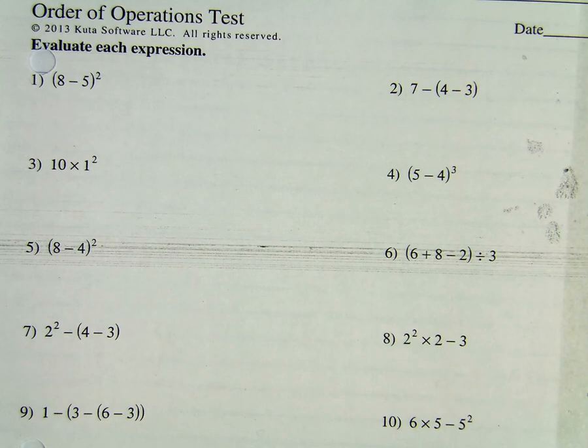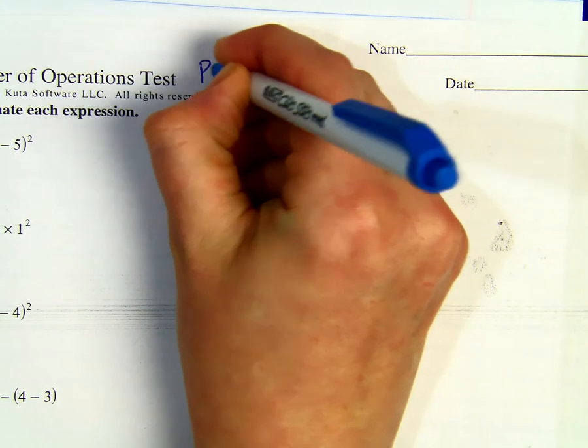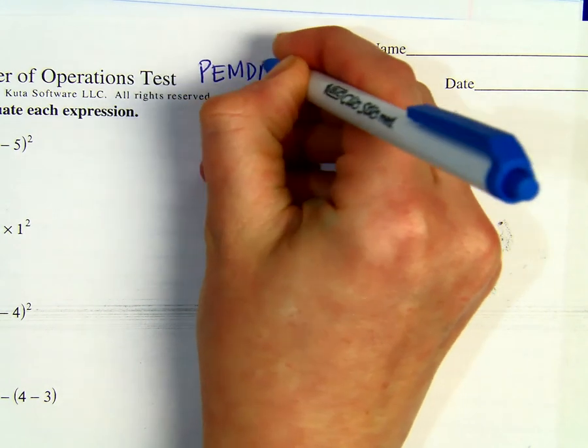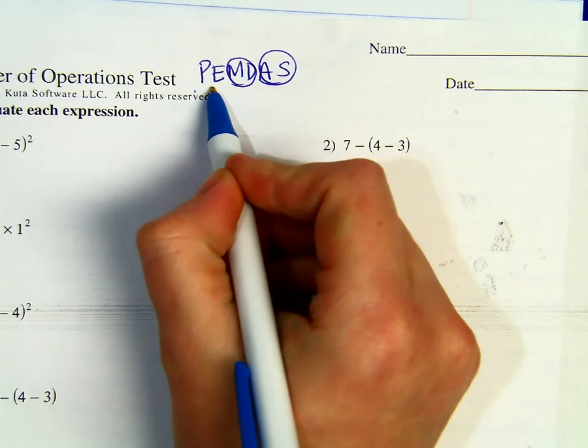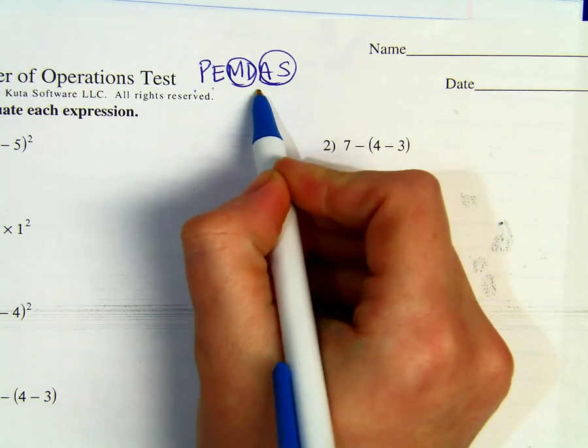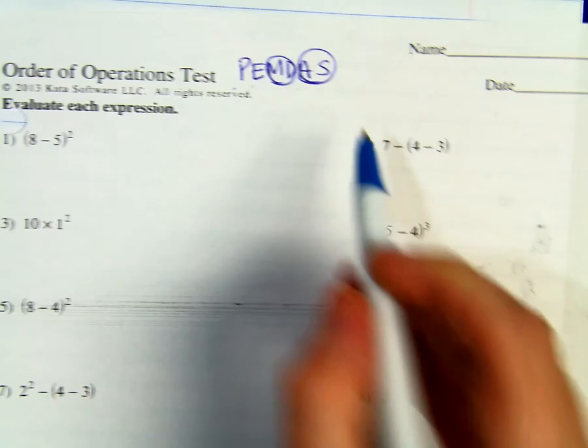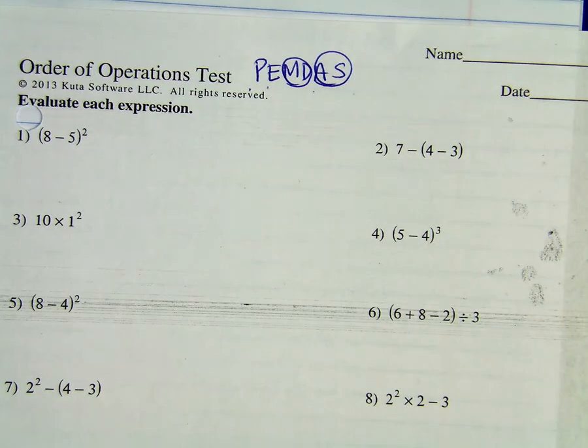Okay, so for the very first problem, remember though, order of operations, that's please excuse my dear Aunt Sally, PEMDAS: parentheses, exponents, multiplication and division, addition and subtraction. The M and the D are circled because you do multiplication and division in the order in which you see it. Same for addition and subtraction, you do those in the order in which you see it.